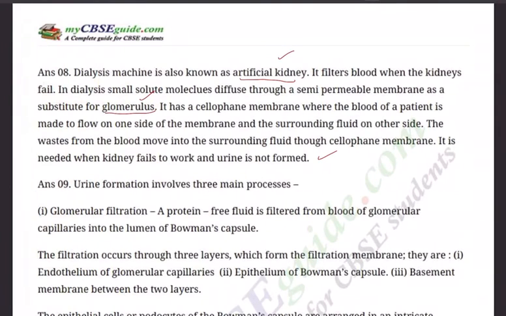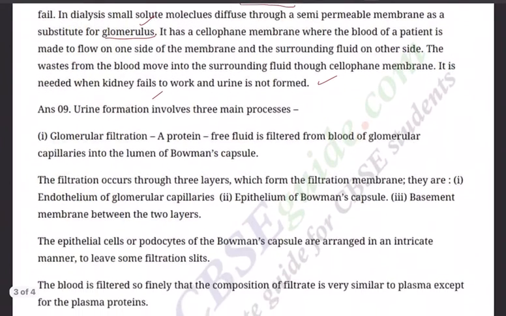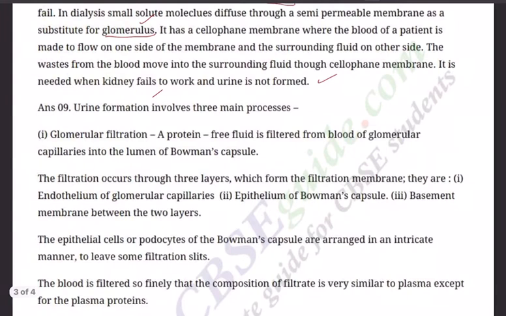Question number 9. Urine formation involves 3 main processes. This is a long answer type question, and I told you a long answer type question always you need to substantiate your answer with a diagram. That is one: fix it, label and draw. Second one is first write points. Since it is 5 marks, you write 5 points, and after that you expand each point. That will suffice. So here, first point, glomerular filtration.